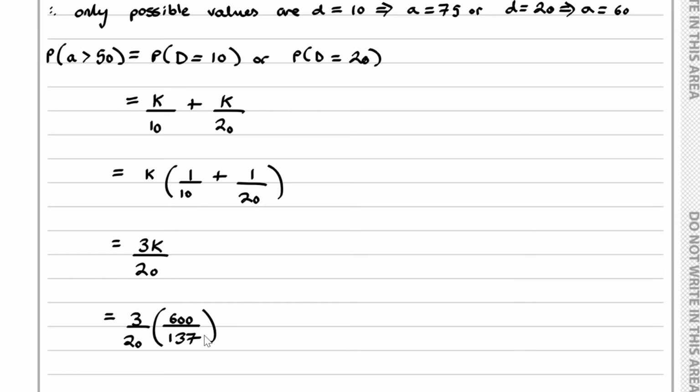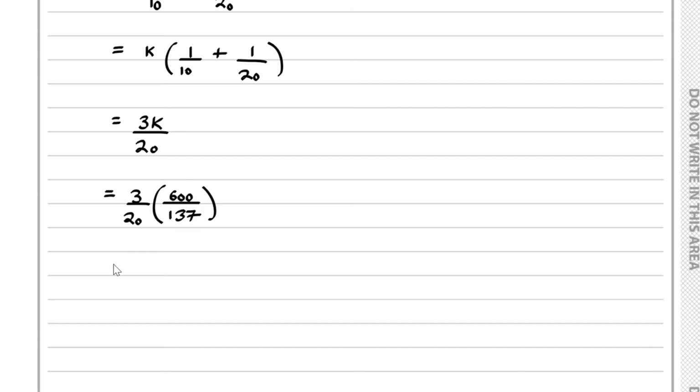Now over here we have to leave our answer in exact form, and if we do the arithmetic, it turns out the probability that a is greater than 50 is 90 over 137.